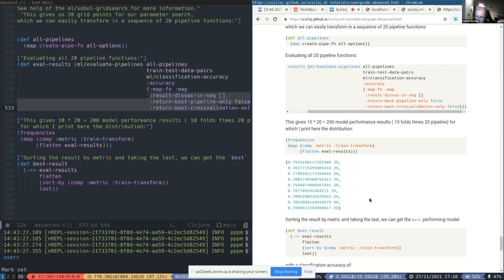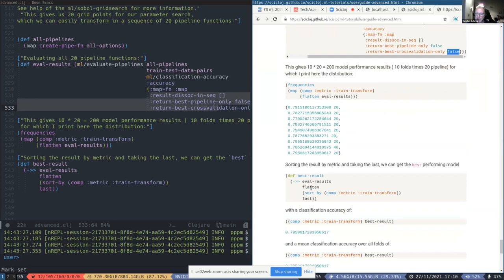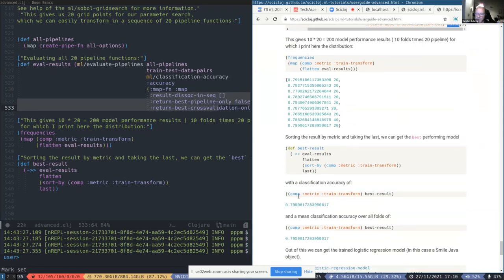One is exploring, in which I maybe want to see them all. But the moment I have 10,000 hyperparameter combinations, I don't want to see them all anymore. I just say, give me the best. And then I set this flag to true, and it would only return me the best. So here, I just sort this by the metric, and I get the best model. The best model I have has a metric of 0.79, so an accuracy of 0.79.